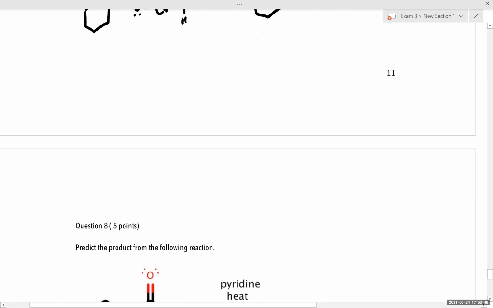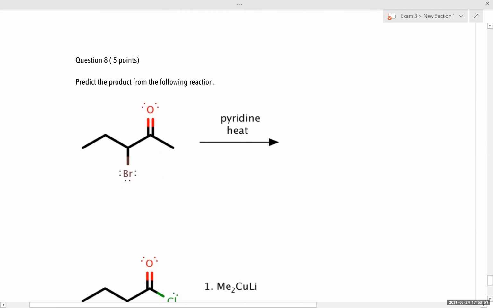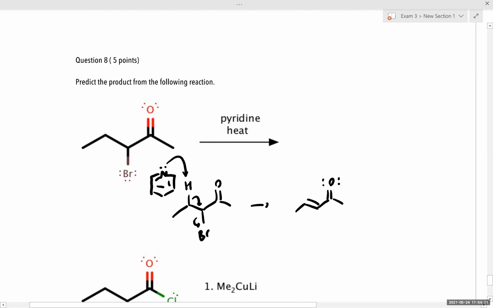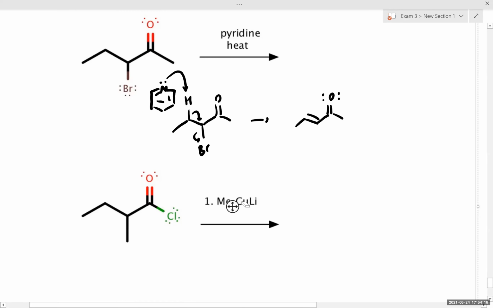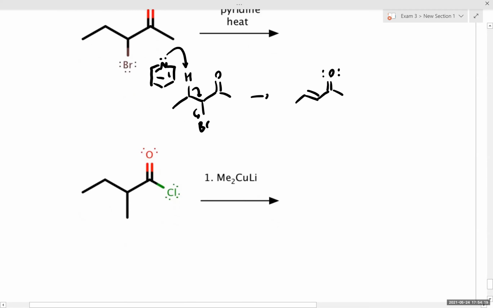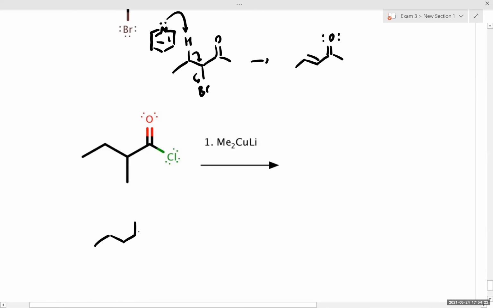Okay. So now we're doing some product prediction. So if we treat an alpha bromoketone with pyridine or any non-nucleophilic base and heat, we're going to see a textbook E2 reaction. And in this case, since we have 2 options for what proton we can abstract, we'll prefer to eliminate to get the trans alkene.